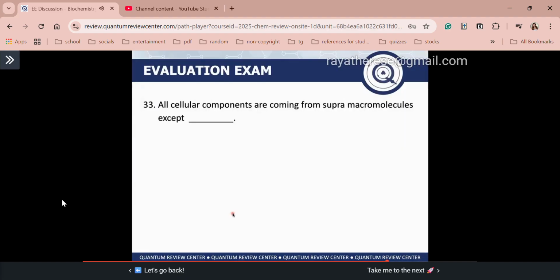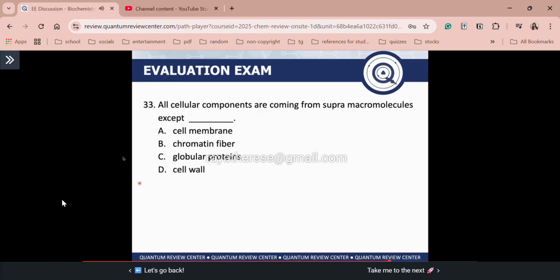Item number 33. Class, challenging ba si item 33 or it's just easy peasy? Let's check. All cellular components are coming from supramacromolecules except. Class, meaning these molecules are very large or integrated with other biomolecules. Kasi may term na supramacromolecules. Here are the choices. A, cell membrane. B, chromatin fiber. C, globular proteins. Or D, cell wall.